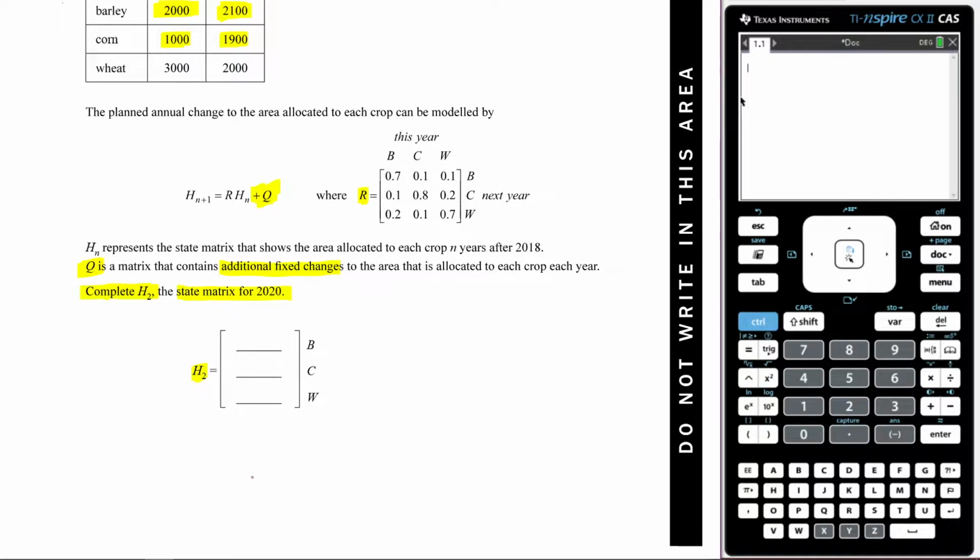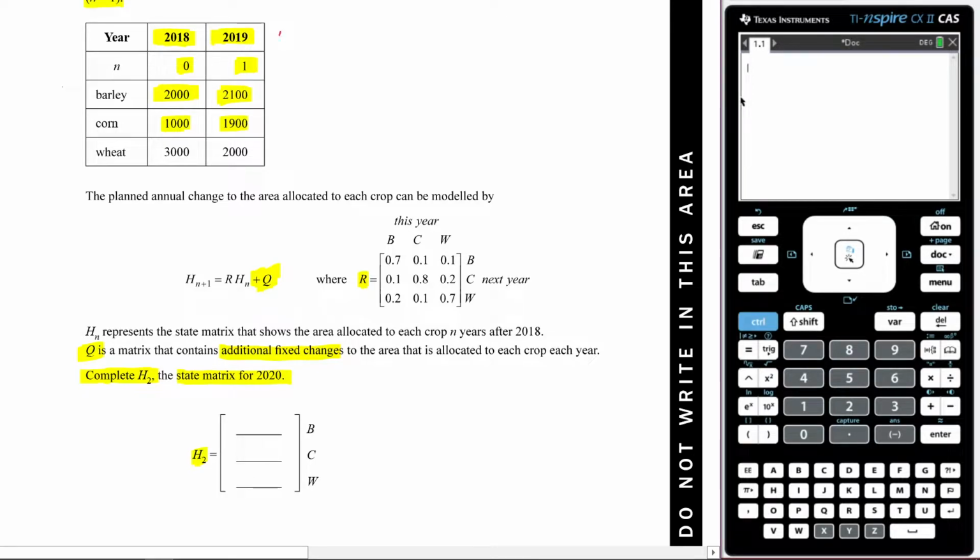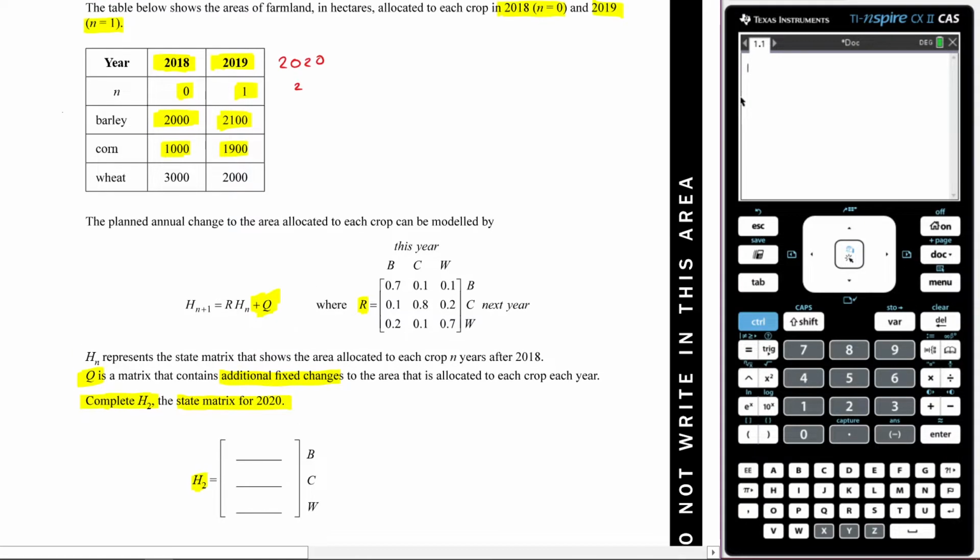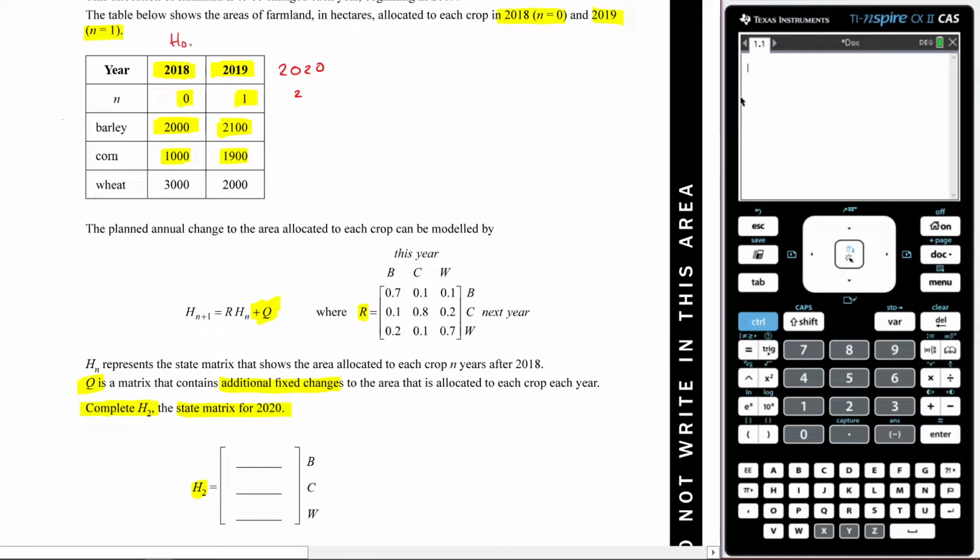So what we're after in this question is H of 2. So we're after 2020. So that's when n is equal to 2. We're after these numbers here. Now, what do we know? We know what H of 0 is. We know what H of 1 is. We're trying to figure out what H of 2 is.